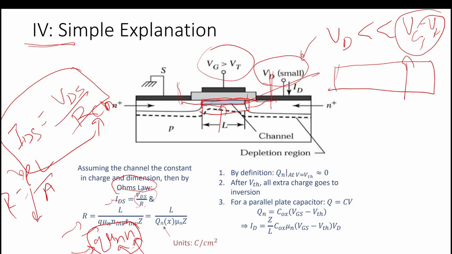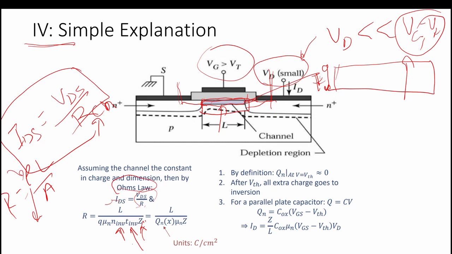N is the density of the electrons. So N inversion is nothing but the density of the electrons, and T inversion is the thickness of this rectangle. And G is the depth. D is the channel width, we say. G, this G, is nothing but the depth of the device.